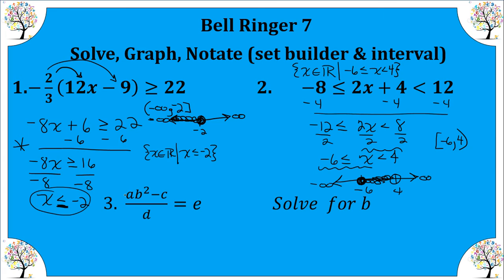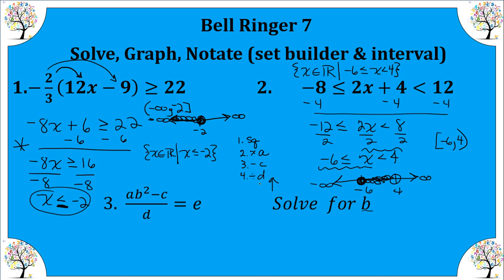Okay, now we are going to solve this literal equation. We're solving for b. So it's like a formula, and we are rearranging it so that we have just b equals something. So let's go through and talk about what's happening to b. So first, b is being squared. Then it's being multiplied by a. And then we have subtract c. And then the fourth operation is divided by d.